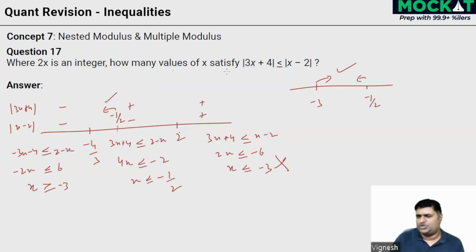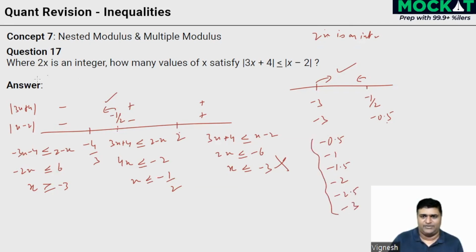The question asked over here is 2x is an integer. If 2x is an integer, then what is acceptable? X can be something by 2. How many values over here are something by 2, right? Something by 2. It simply means x can be a half multiple. Half multiple is a 0.5 multiple. What are my 0.5 multiples over here? Both inclusive. Minus 0.5, minus 1, minus 1.5, minus 2, minus 2.5, and minus 3. How many values are there? 1, 2, 3, 4, 5, 6. 6 values over here, right?